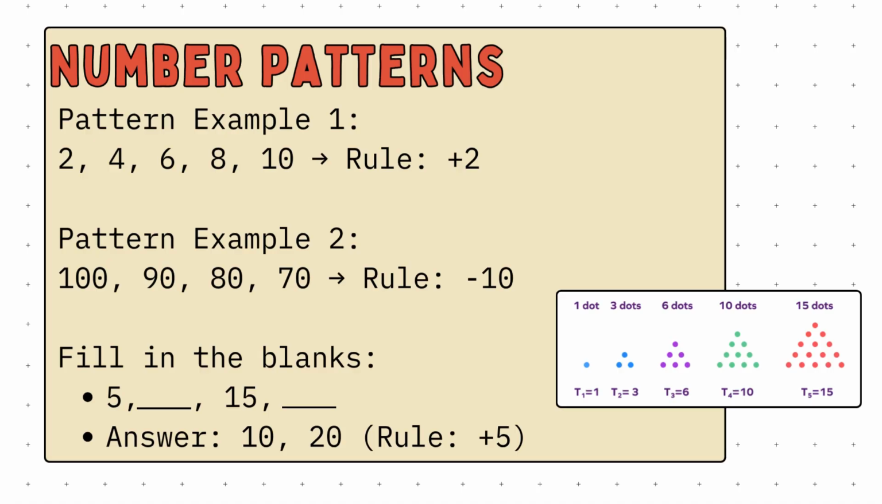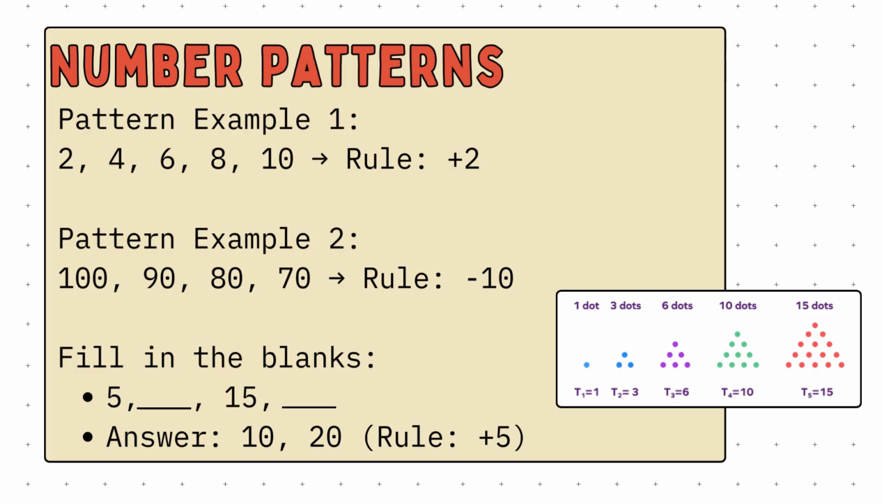Start by looking at how the numbers are changing from one to the next. Are the numbers getting bigger or smaller? Are you adding, subtracting, multiplying, or dividing by the same number each time? That repeating action is called the rule of the pattern.